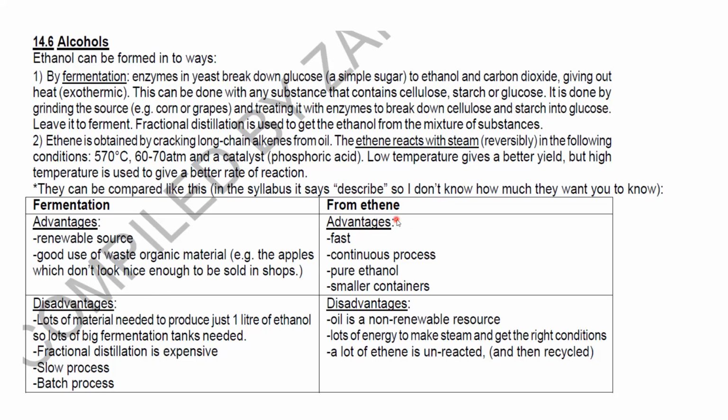What are the advantages of manufacturing ethanol by reaction of ethene? It is a fast reaction, it is a continuous process, and it gives pure ethanol. And the disadvantage is that it is from a non-renewable resource, because ethene is from hydrocarbons and from crude oil. By cracking of the crude oil, the heavy fractions, we obtain this ethene. So it is a non-renewable process. And a lot of energy is needed to make steam and the right conditions for this reaction to occur.